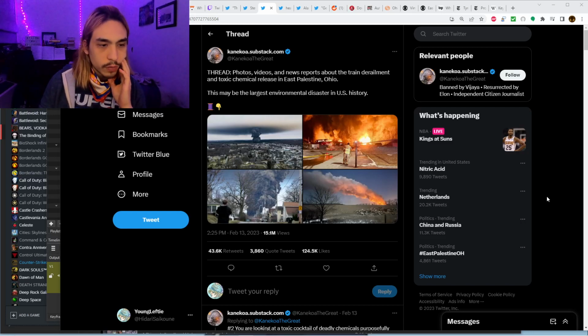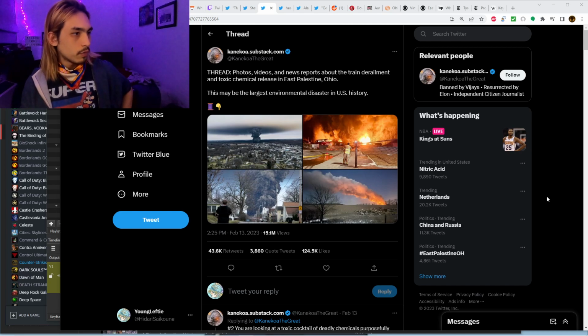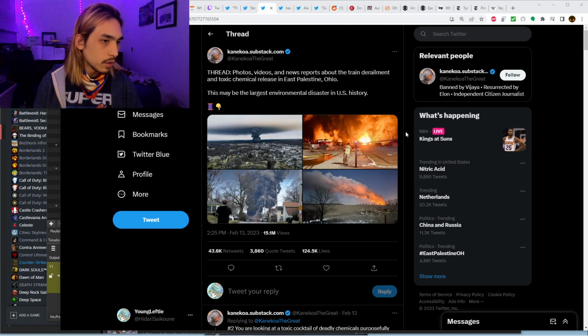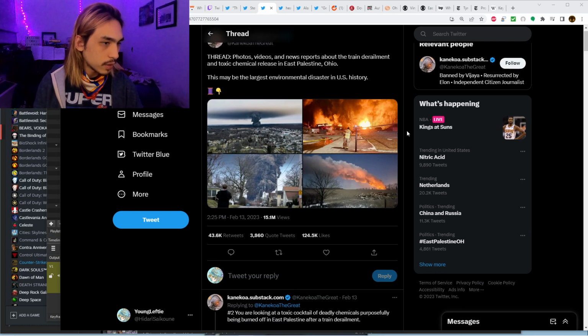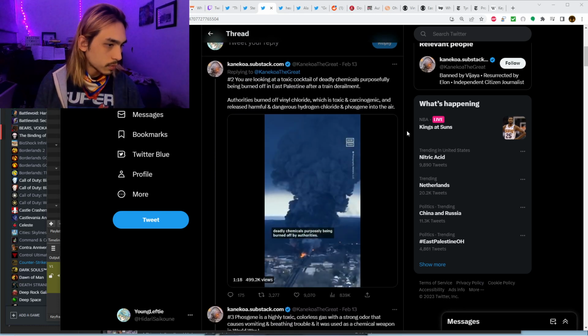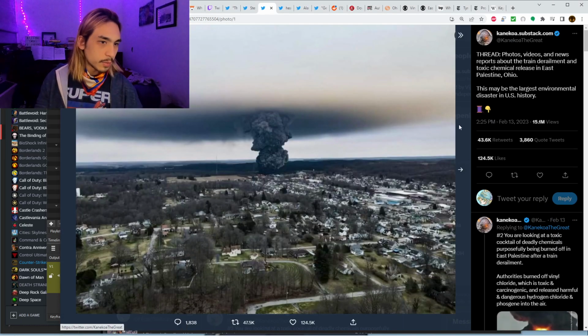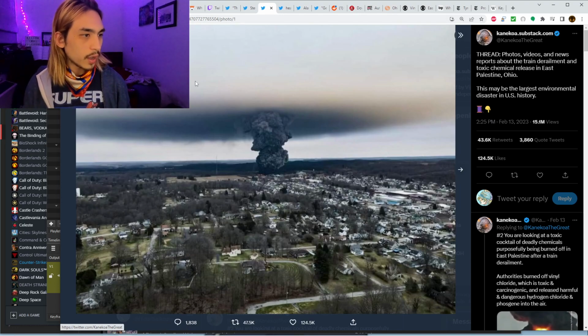Okay, so I wanted to go over a little bit more of the info, the data regarding the train derailment and the toxic chemical release that happened in East Palestine, Ohio, because there's a lot more stuff. So, yeah, there's this huge cloud of smoke, and I had to know, like what is being released? Like, why is this fire happening?